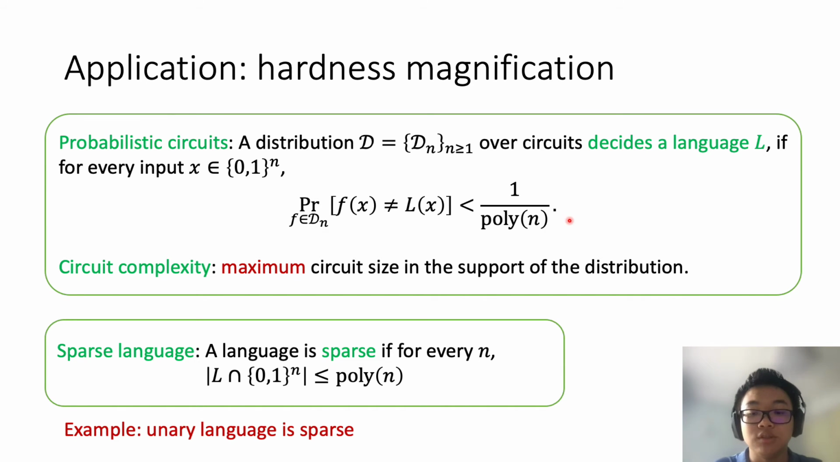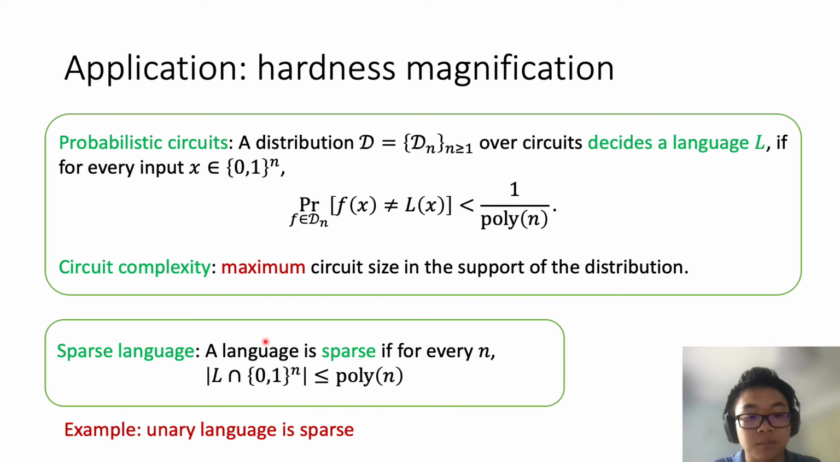And similarly to before, we define the circuit complexity as the maximum circuit size in the distribution. Second, we call a language sparse if for each input length there are only poly n yes instances out of all 2 to the n possible inputs. Note that this is stronger than our usual definition of sparse languages. Our definition, in fact, requires the language to be super sparse.